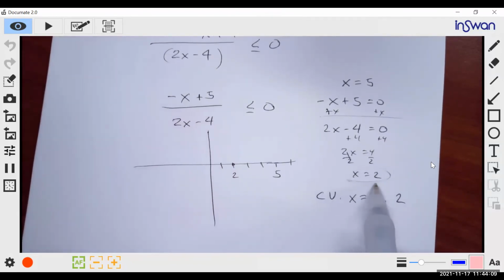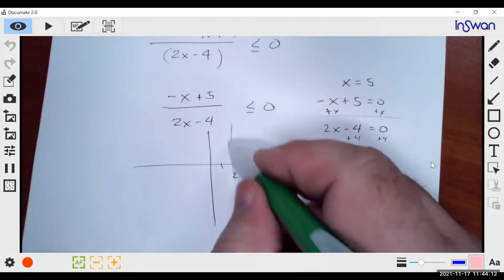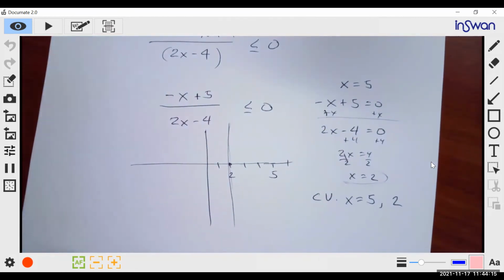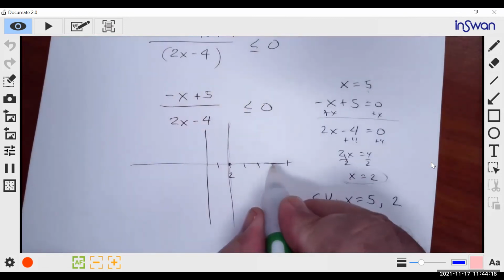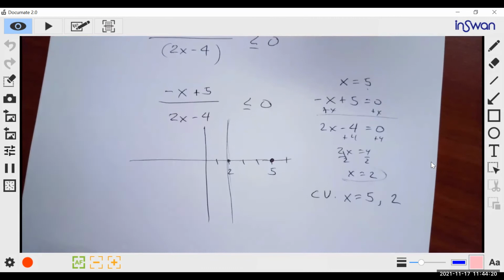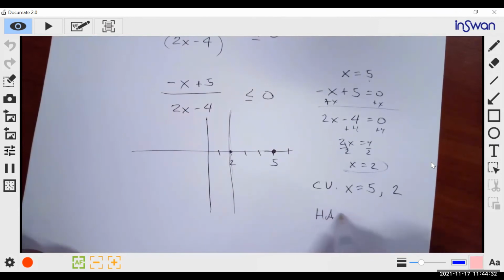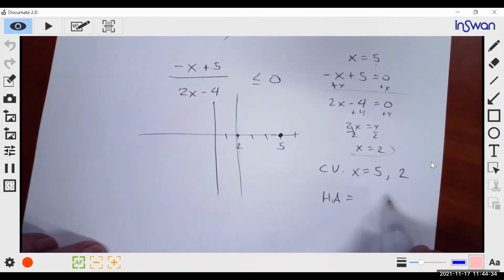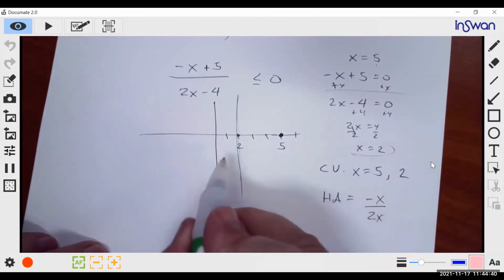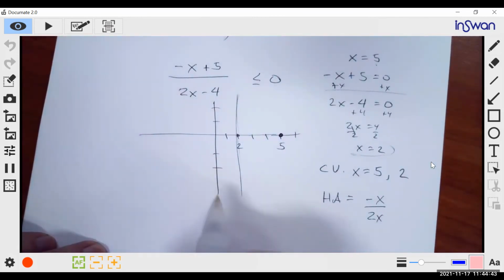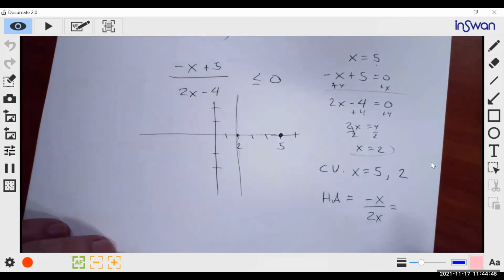The 2 on the bottom is our critical value. I can't use that. That's my vertical asymptote. The 5 is my 0. That's my x-intercept. What's my horizontal asymptote? Just look at the leading terms. Negative x over 2x equals what? Negative 1 over 2.